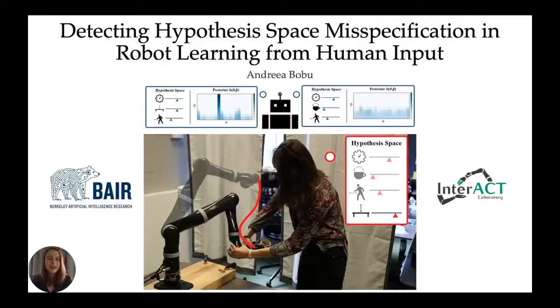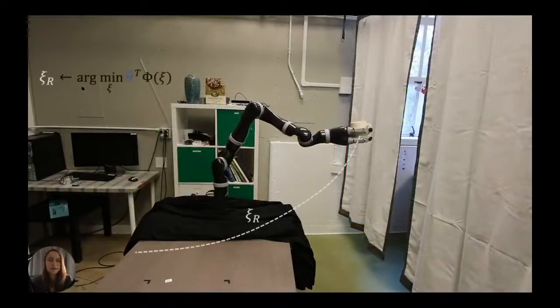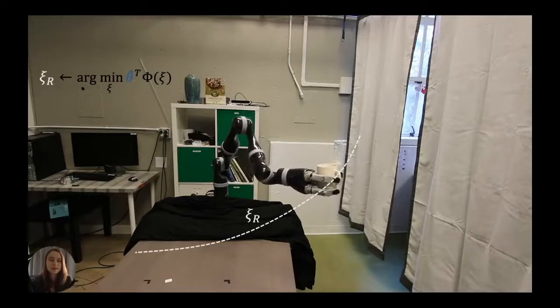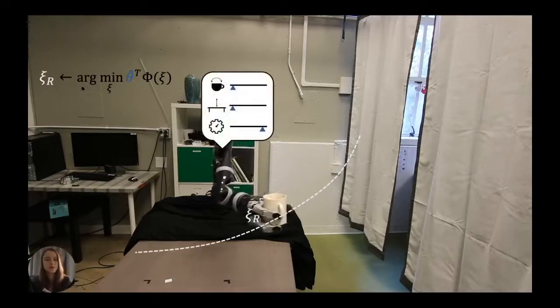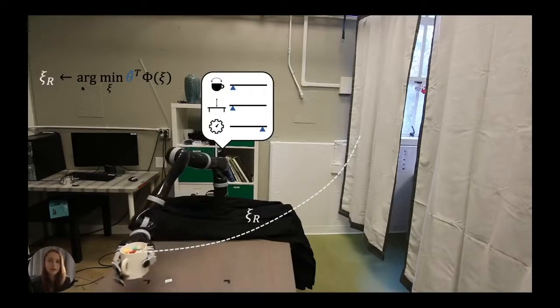Hi everyone, our work is on learning when the robot has the wrong hypothesis space. There's been a lot of progress on getting robots to generate trajectories that optimize a pre-specified cost function, typically encoded as a trade-off theta between important features phi of the task. For example, things like distances to obstacles or efficiency.